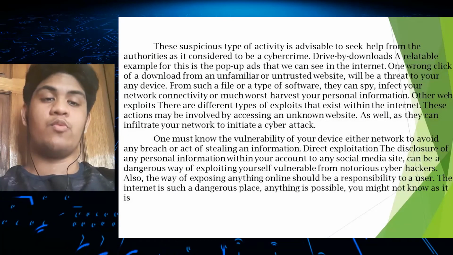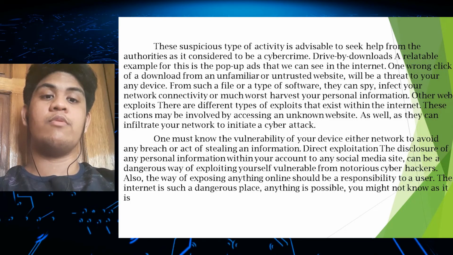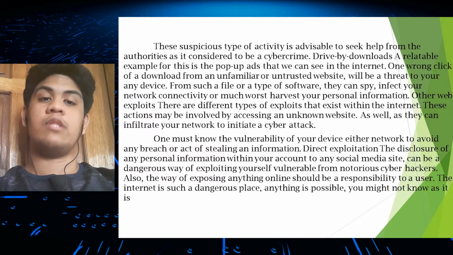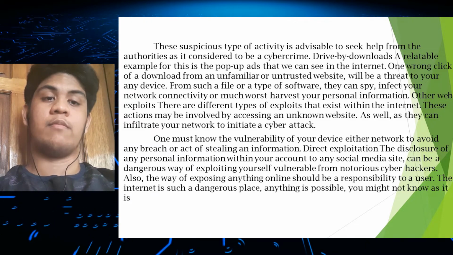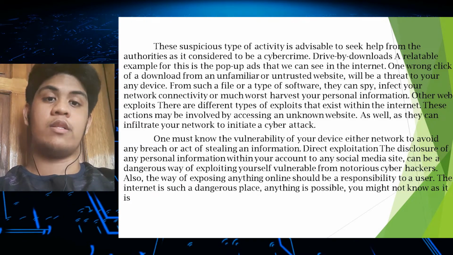Try-buy downloads. The pop-up ads that we often see everywhere on the internet are more complicated than you could think of. A single mistake of engaging in downloading a suspicious file from a trusted website could lead to a threat to your device.